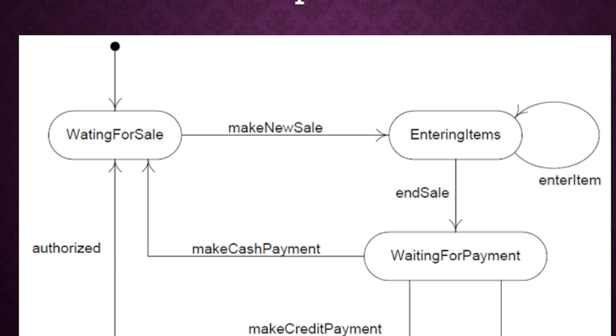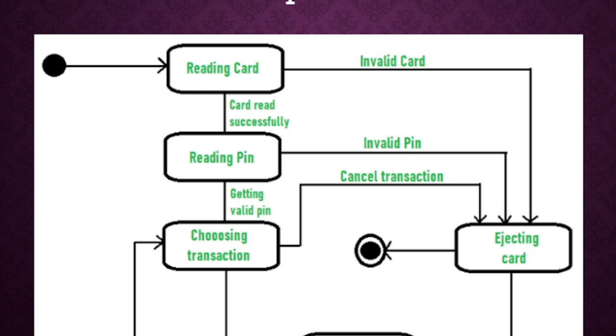This is just a simple diagram, but you might add various conditions and various controls into it, and you can make it a more detailed version of the diagram. Here is another example of an ATM, and you can see it starts with the initial condition, that is reading a card.